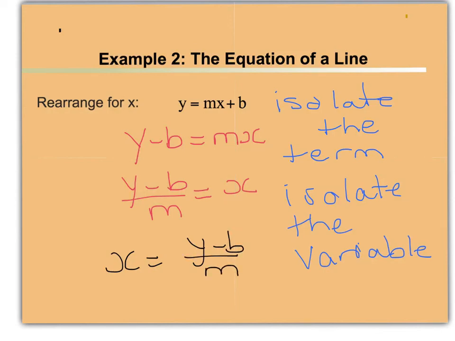We will practice rearranging formulas in class.